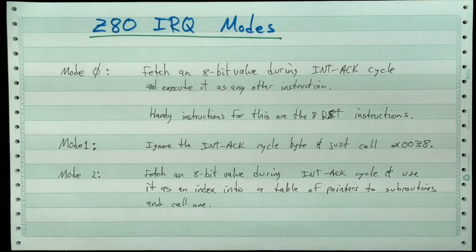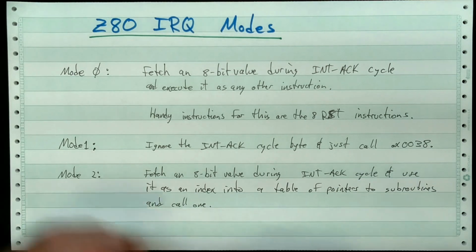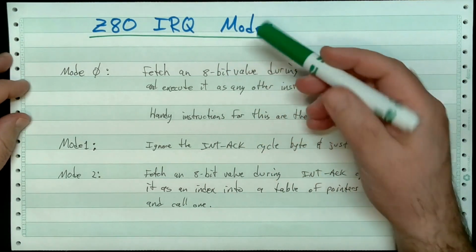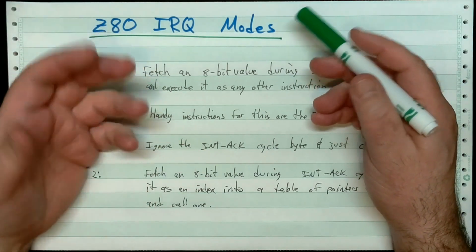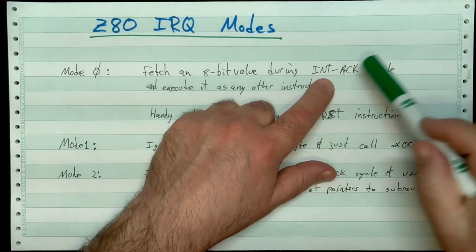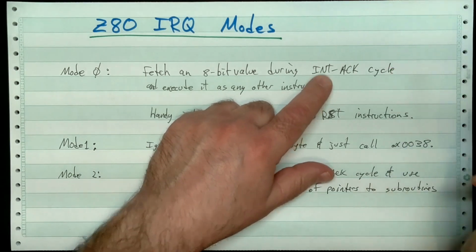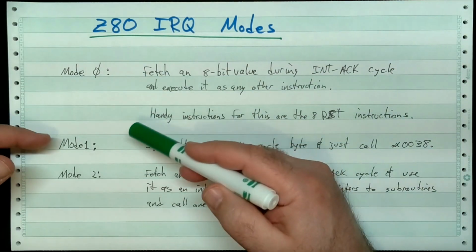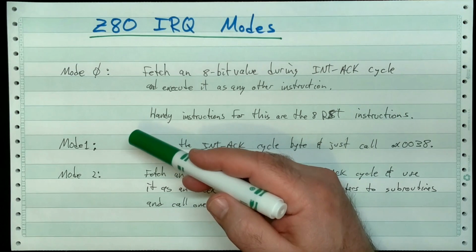All right, so let's talk about our options. What does the Z80 do if it wants to process a regular interrupt signal? What does it do with that 1 byte value that it fetches during the interrupt, what we call the interrupt acknowledgement cycle, that M1? Well, it depends what mode we put the Z80 into.